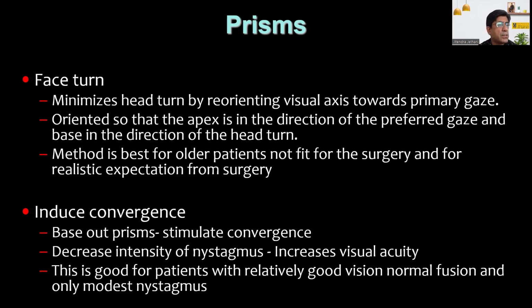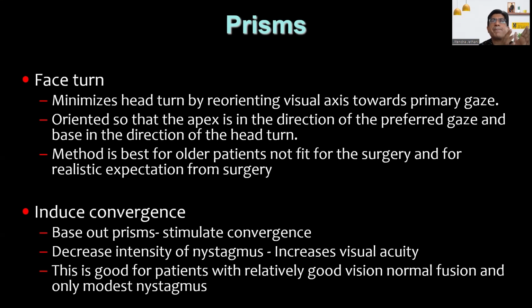Face turn, you can give prisms. Again, if it is a very small face turn, like around 8 to 10 prism diopters, you can easily use prisms. The strategy is that it has to be oriented with apex towards the direction of the preferred gaze and base in the direction of the head turn. So if the patient's null zone is on the left, the apex of the prism would be left in both the eyes and base would be towards the face turn.